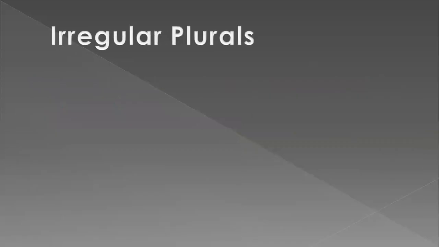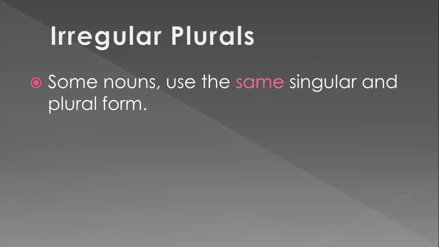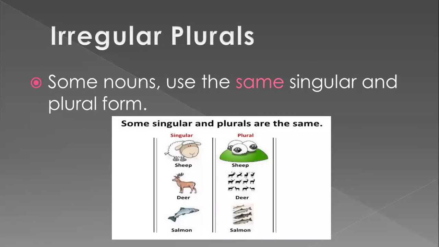Last but not the least, irregular plurals. In this case, some nouns use the same singular and plural form. Out of all the rules, this is a bit different, where you can use both the singular and plural form in its way.